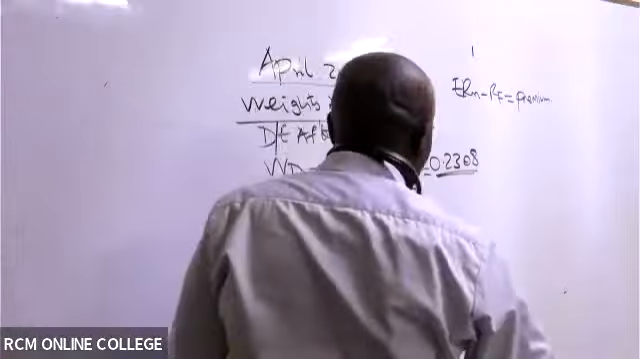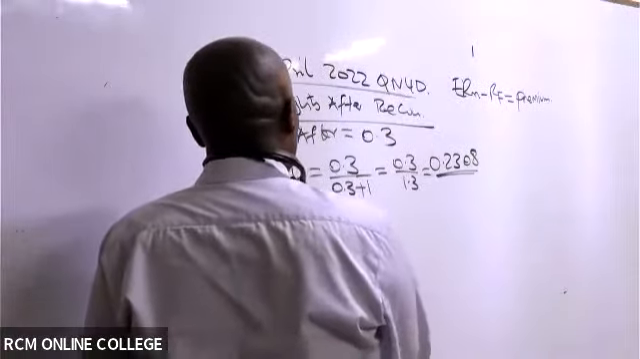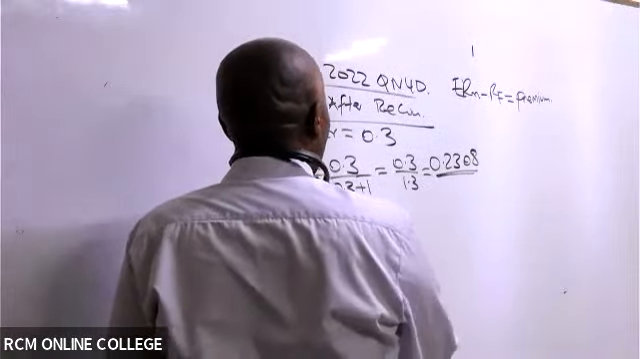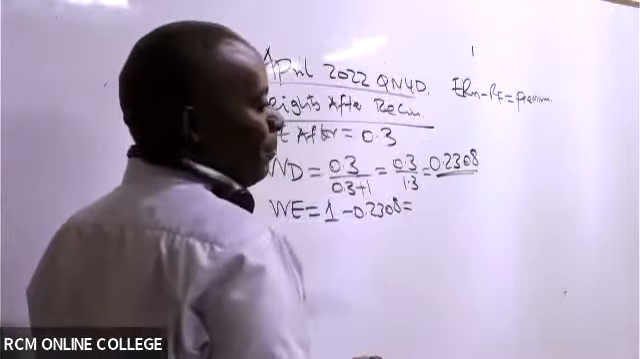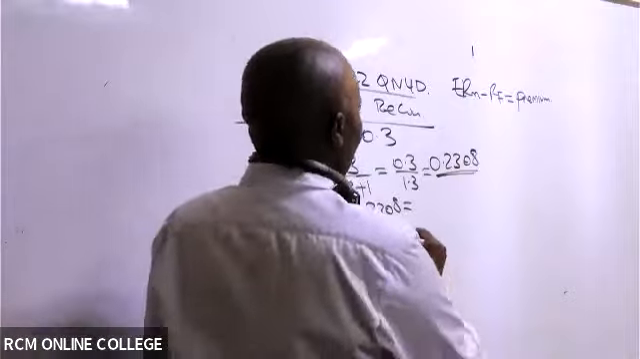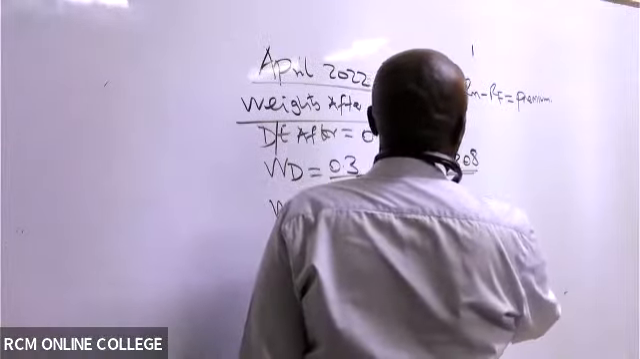So having gotten that, ladies and gentlemen, give us the weight of equity, which will be 1 minus 0.2308, like that. 0.7692.